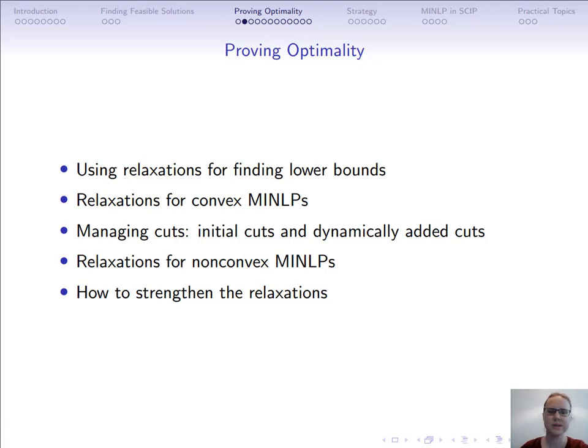Then I'm going to continue on to the non-convex case. I will explain which methods from the convex case no longer work when there are non-convexities, what can be adapted, and I will talk about some approaches that are unique to non-convex MINLPs. And another important topic is how to strengthen relaxations. And I'm going to show a couple of approaches for that.